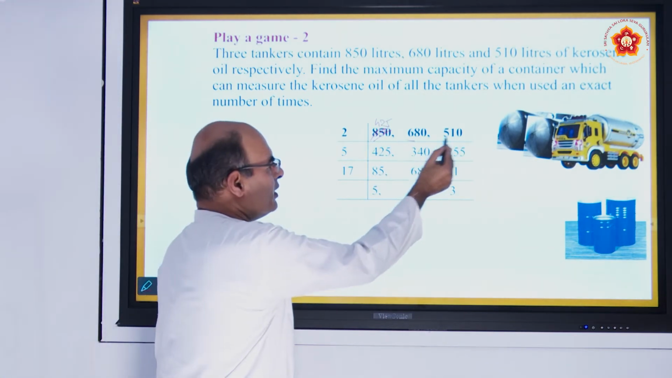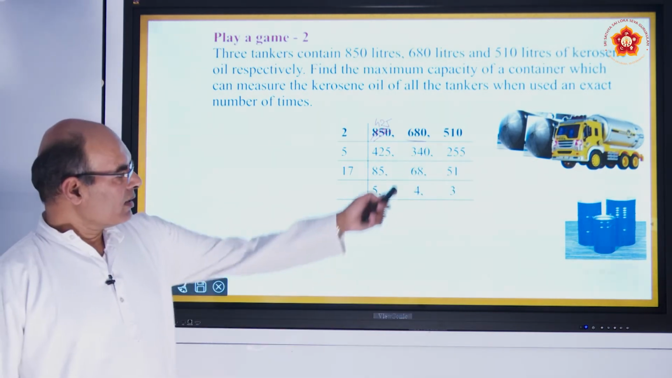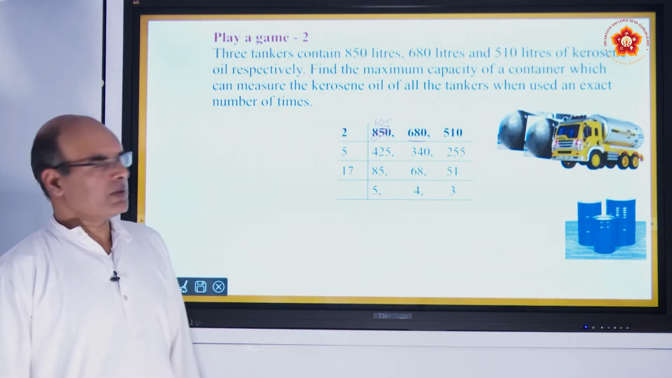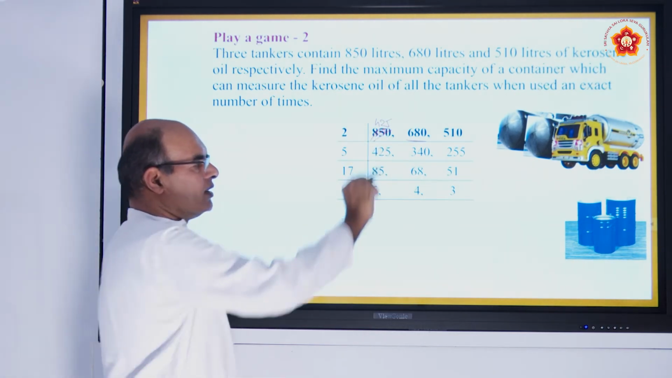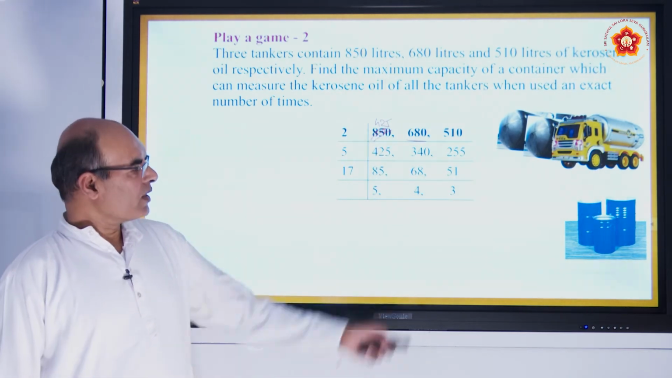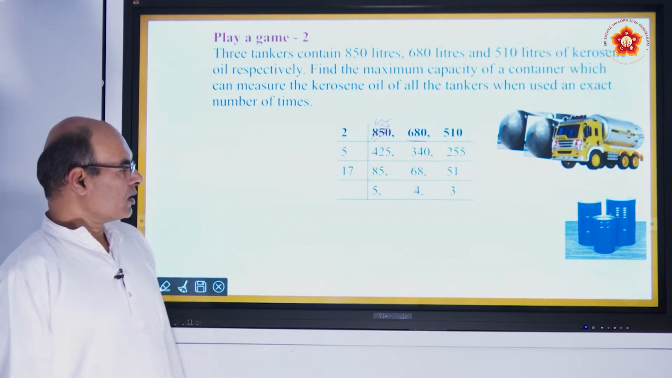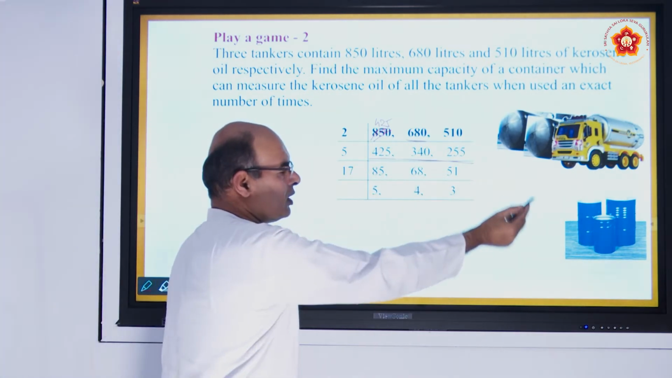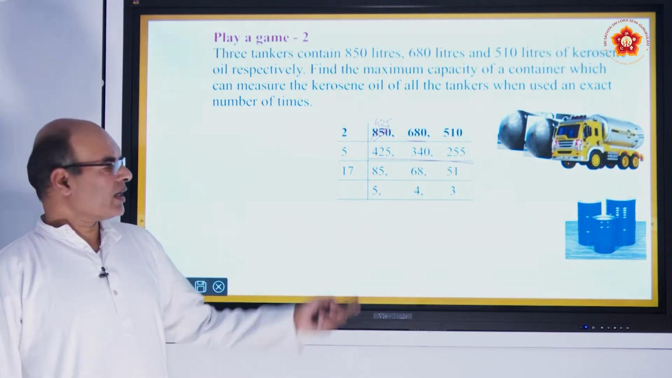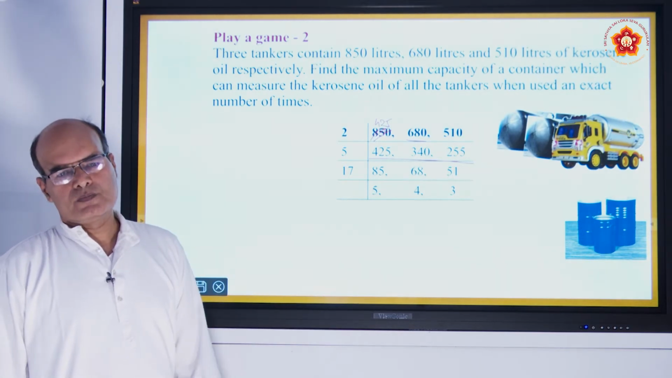The half of 680 is 340. That means 2 340s are 680. The half of 510 is 255. So, now look here, all these numbers are not even numbers. Therefore, they are not divisible by 2.